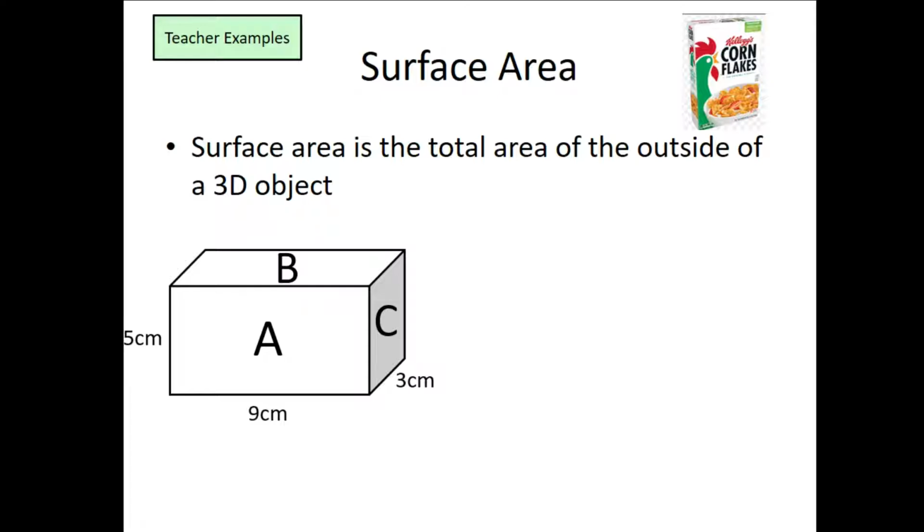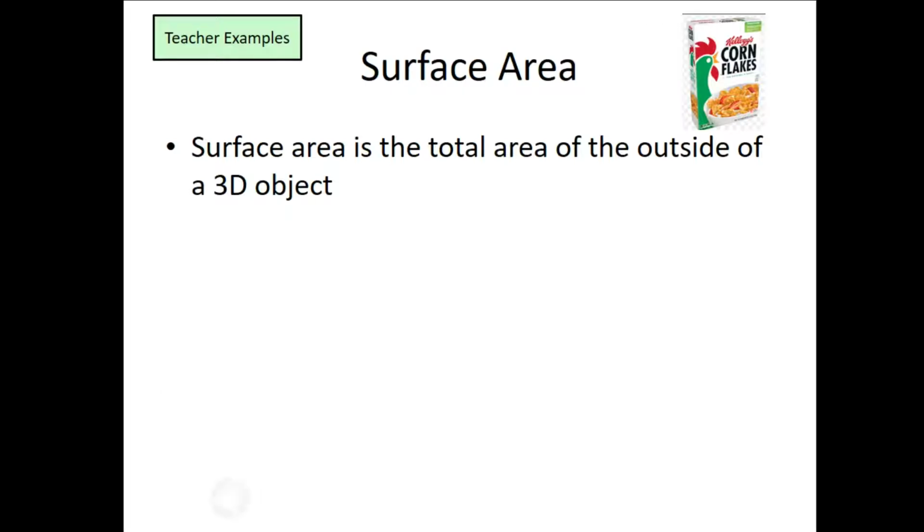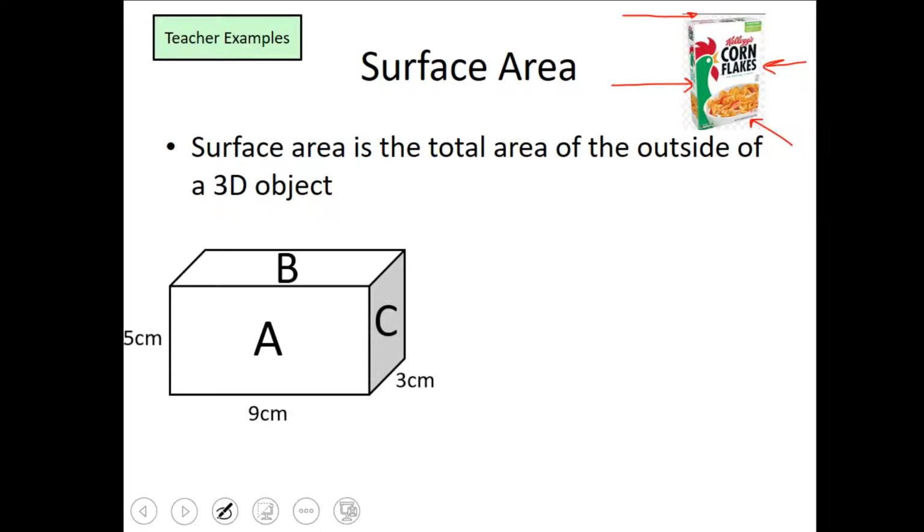You have the top, which is a rectangle, and it's the same size as the base. You have a left side and a right side, and they're both the same size. And you have a front and a back, which are all the same size as well. So you'll need that to work out the surface area of this shape.